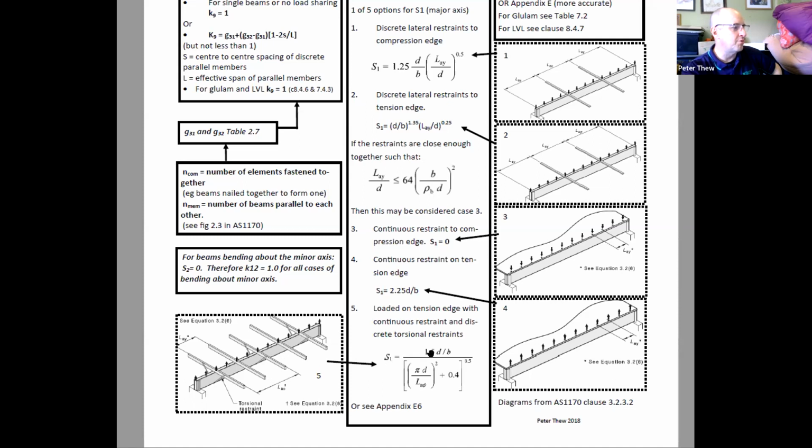So S1 is 1.5 times the depth of the beam divided by the width of the beam. And over here you've got pi, and you've got D, which is again the depth of the beam. And you've got the space between those restraints, which I think you said was 3 meters. That's just 0.4, squared. That's the thing of 0.5, so you can work out the S1 value.